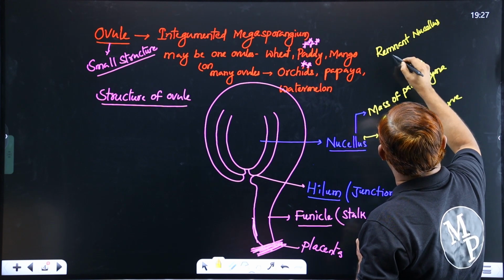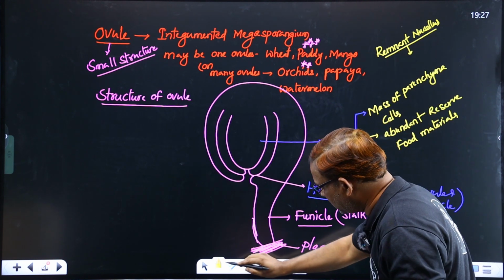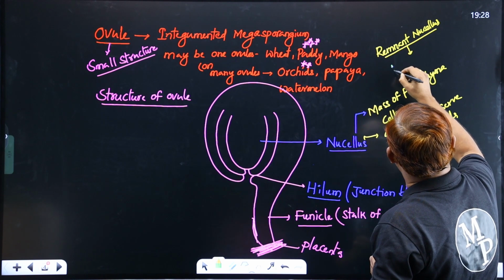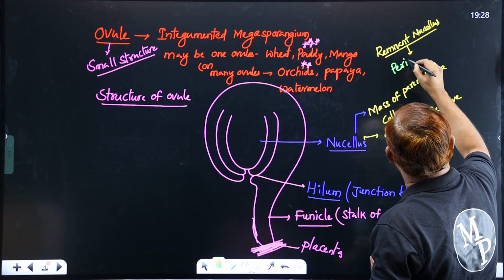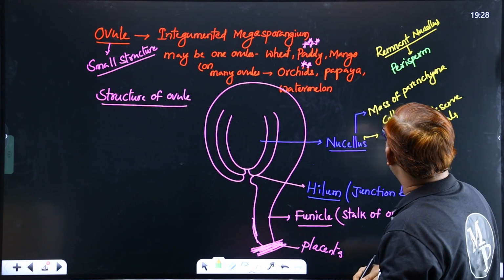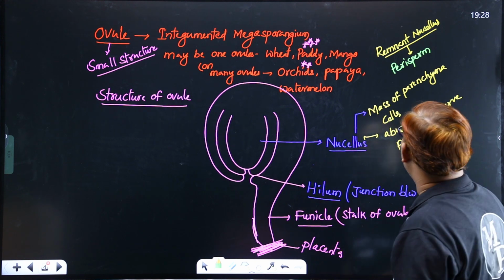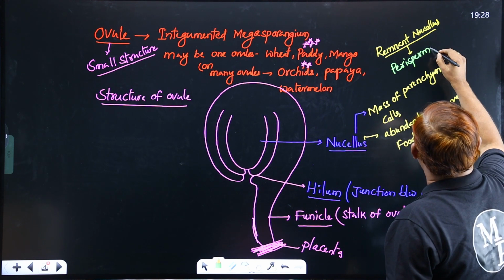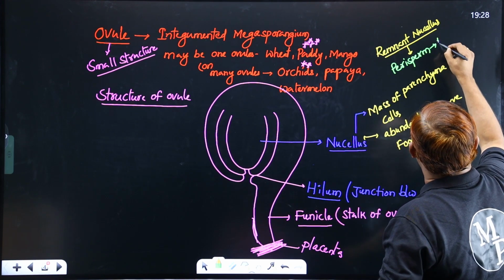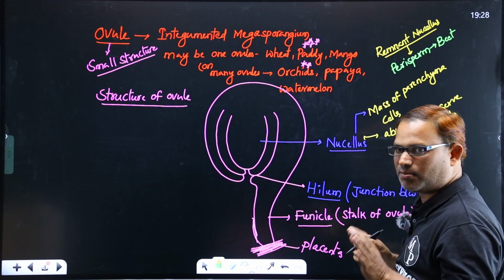Remnant nucellus, or persistent nucellus. What is the name? Very important. That is perisperm. Remnant of nucellus is called perisperm. Now, the best example where perisperm is seen is beet. Okay? Beet, right? Important.